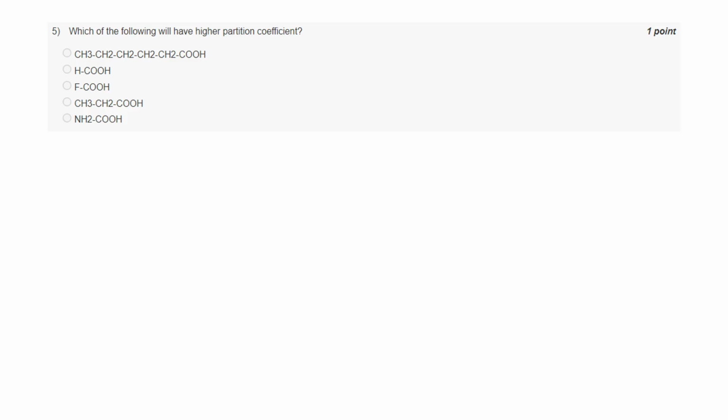Next question is, which of the following will have higher partition coefficient? If you guys have gone through the material, you'll know what a partition coefficient is. So these are a few of the options. I'll first wait for you to guess the answer. If not, we can discuss the concept of partition coefficient. First option. Yeah, that's right.